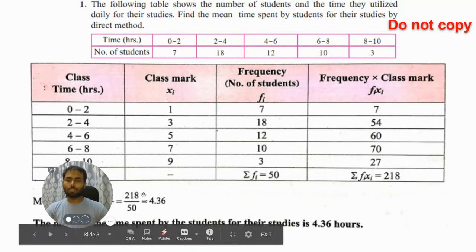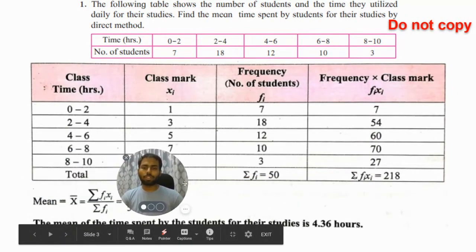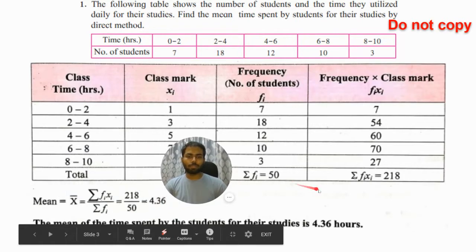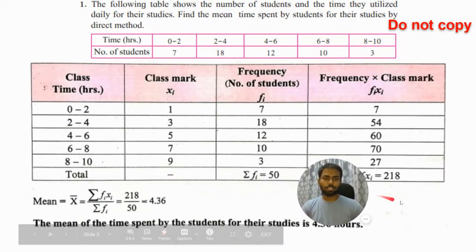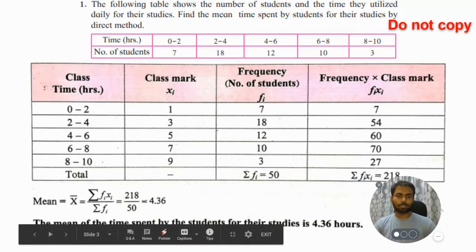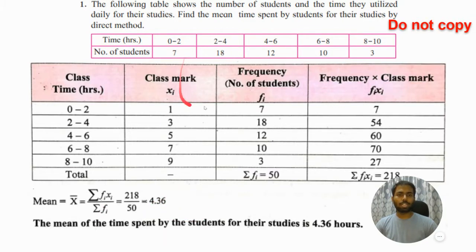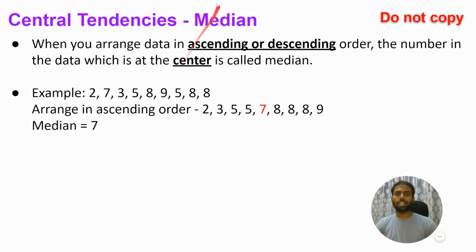And what is the formula for mean then? The formula for finding mean then is summation fi xi divided by summation fi, and what you get is the mean of the data given in frequency table. Okay, that was mean. Next, we had seen median.